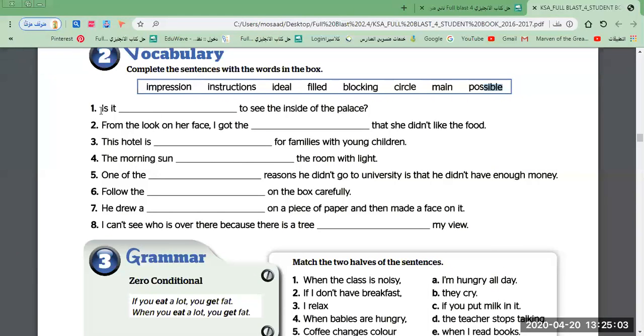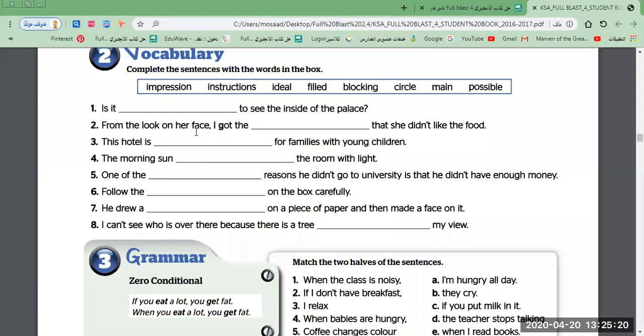The first one. Is it possible to see the inside of the palace? So the first one, is it possible? Is it possible to see inside of the palace? Thank you.